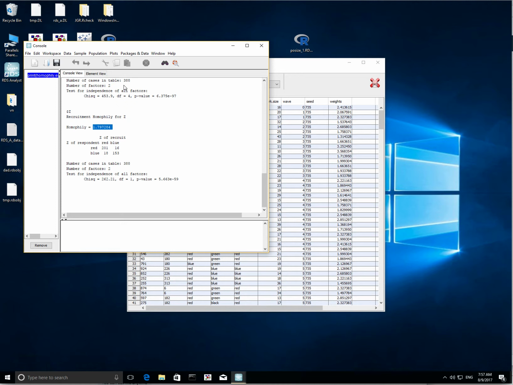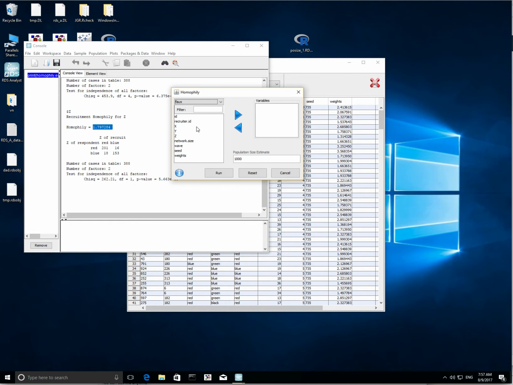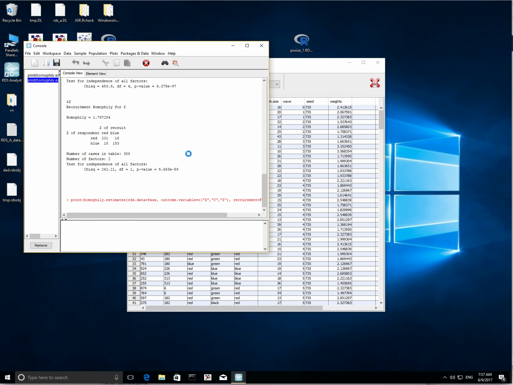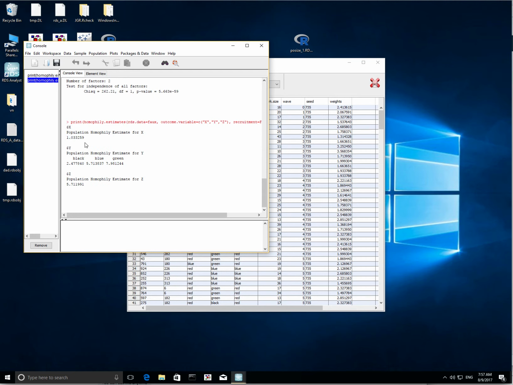And so that's how we take a look at the sample homophily. And then we can also take a look at the population homophily. Now, what this does is it adjusts for the RDS recruitment process, and you give it a population size estimate as well. Now, here what we get is population homophilies broken down by each level, adjusted for the recruitment process.